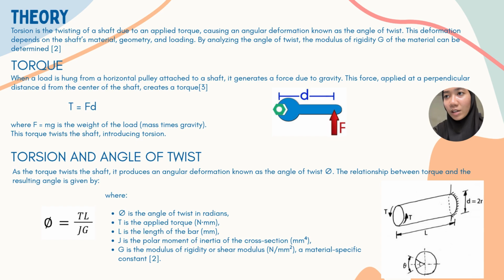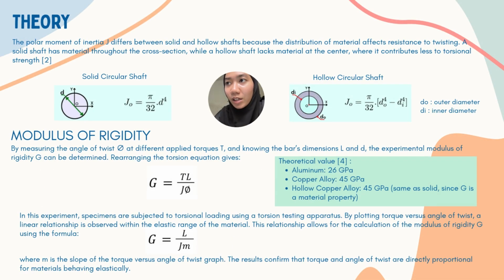Torsion: as a torque is applied, the shaft twists and develops an angular deformation known as the angle of twist, denoted by theta. The relationship is given by theta equals T L over J G, where T is the applied torque in Newton millimeter, L is the length of the shaft, J is the polar moment of inertia of the cross-section, and G is the modulus of rigidity or shear modulus of the material. Now, let's discuss the polar moment of inertia, J, which differs depending on whether the shaft is solid or hollow. For a solid circular shaft, J equals pi over 32 d to the power of 4.